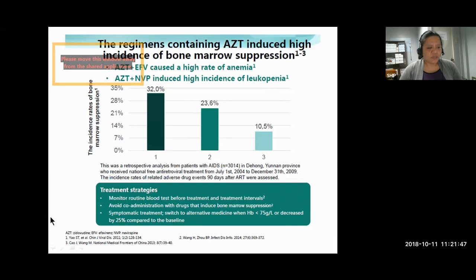So how to treat? You must monitor your blood tests regularly. You should avoid co-administration with drugs that induce bone marrow suppression. And of course, if needed, we have to switch. So later on, I will teach you switching strategies.